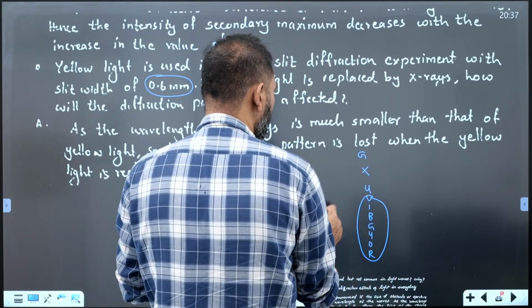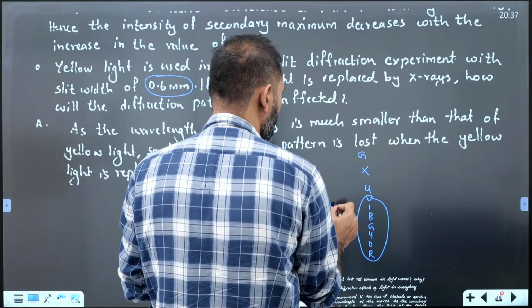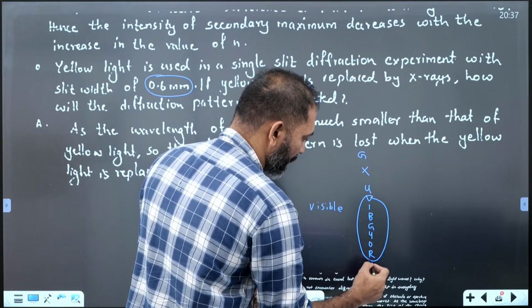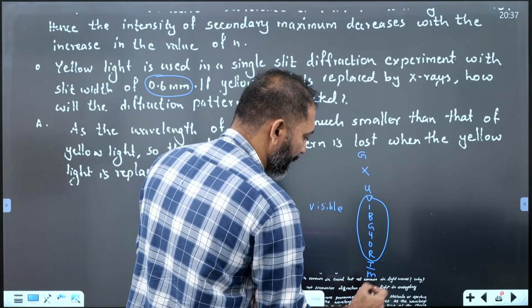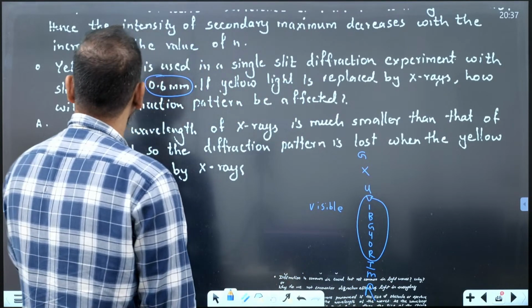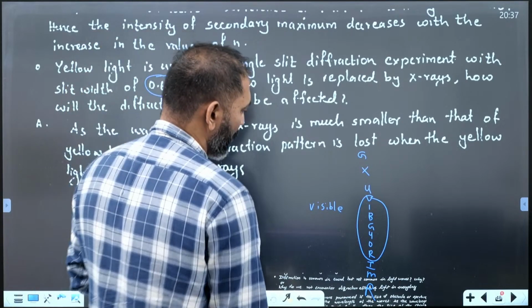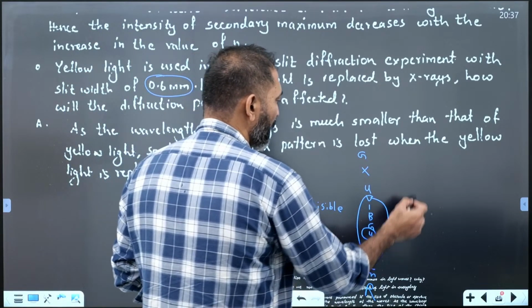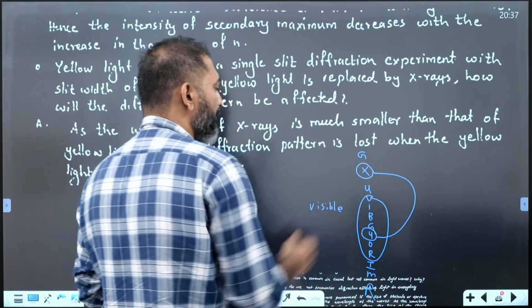Instead of visible, we have VIBGYOR. Then infrared, microwave, radio wave. So what was the original thing? Originally, they were using yellow light. That yellow light is replaced with the X-ray.